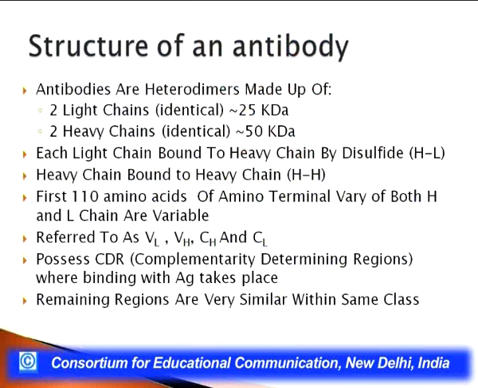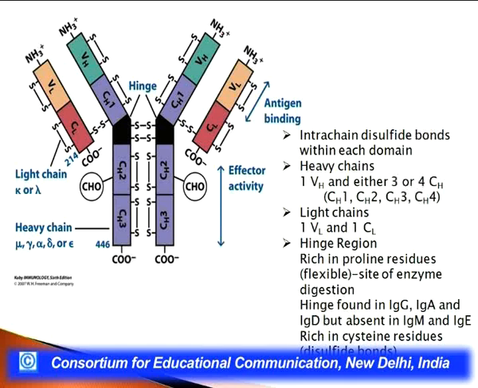Now, coming back to the first slide again, each heavy chain is itself bound to another heavy chain by disulfide linkage. Similarly, each light chain is bound to the other light chain by disulfide linkages. Now, the first 110 amino acids of the amino terminal of both the heavy and the light chain vary and are called variable. As you can see in this slide, the VH and the VL regions are the variable regions of the heavy chain and the light chain respectively of the antibody molecule.